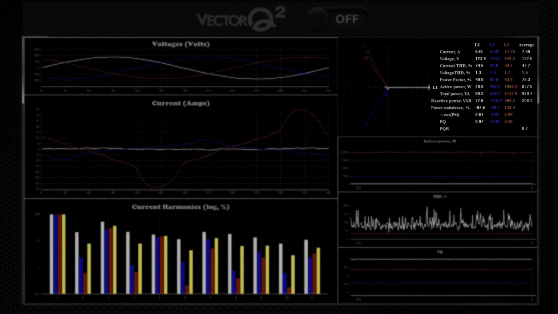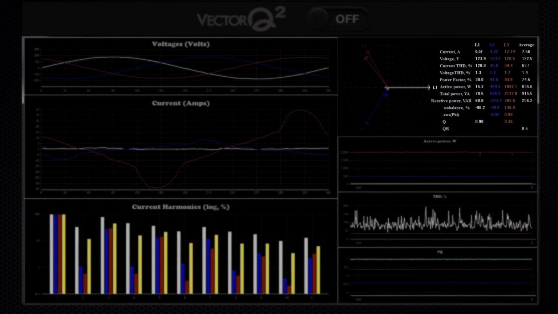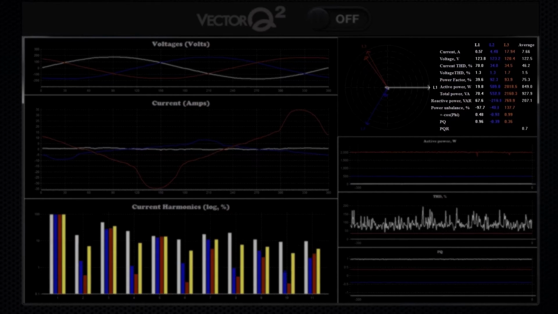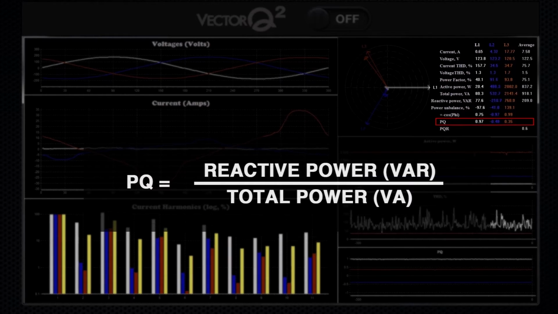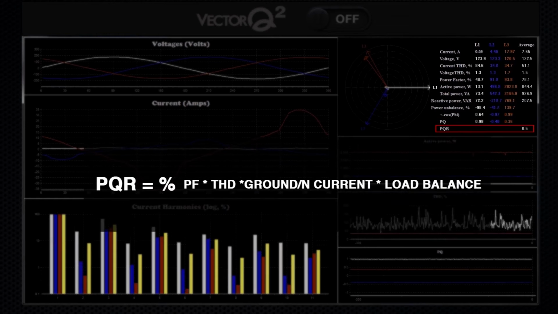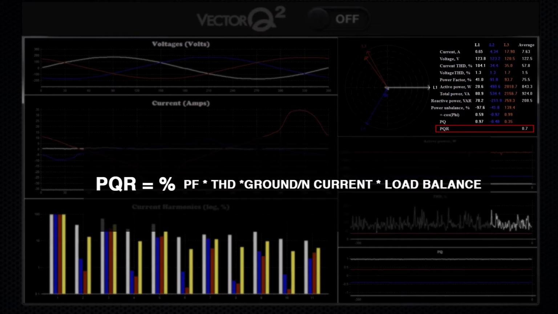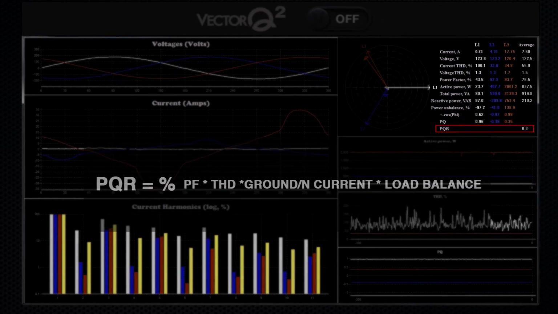To the right is a table that shows streaming numerical data for each phase with an average. Additionally to the traditional power quality values, you may notice PQ. This is reactive power divided by total power. And PQR, or power quality rating. Components that make up PQR are power factor, total harmonic distortion, ground current, and phase load balance. This can be used as a measure of how effectively and efficiently electricity is being utilized, with 100% being the absolute ideal.